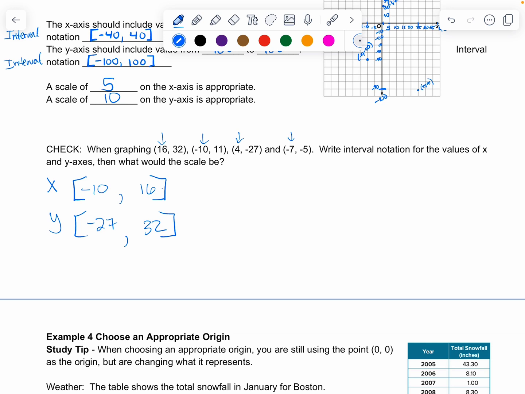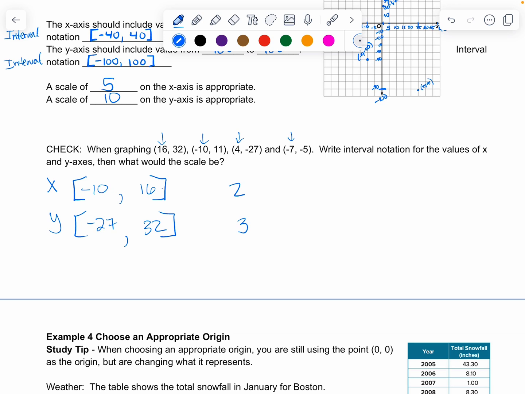What scale would you use? Well, I would probably go up by 2s here and maybe go up by 3s. I don't know.